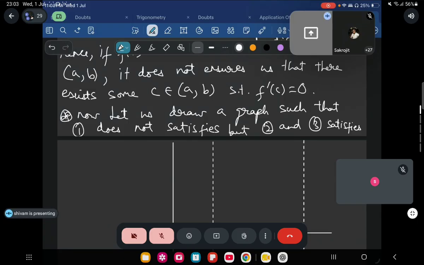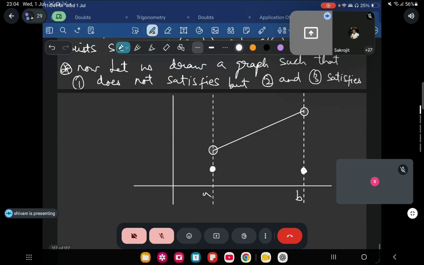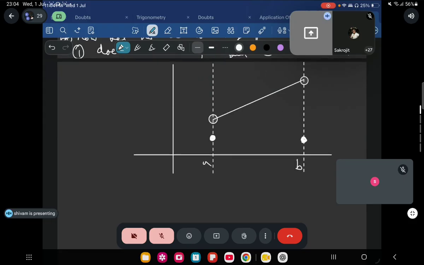Let us say at point a and point b, you are getting f(a) equal to f(b). And in the open interval (a, b), this is how the graph looks like. So see, conditions 2 and 3 are satisfied. The function is differentiable in open (a, b). But tell me, are you getting any c of Rolle's? No, sir. So that is why it is very important that the function is continuous in closed [a, b].